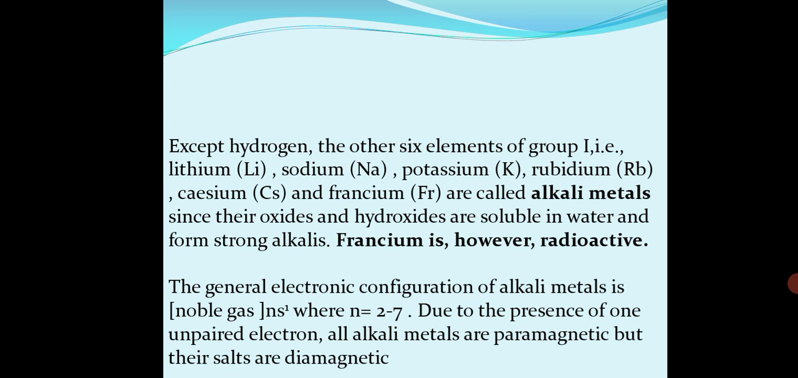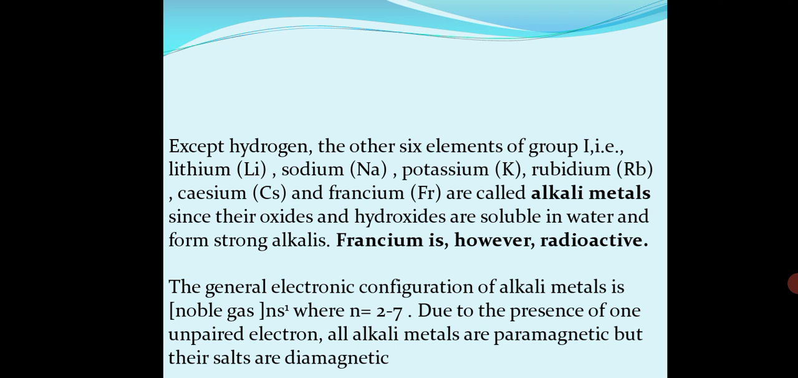Lithium has a diagonal relationship with magnesium. It has similarity in electropositive character, similarity in atomic or ionic radii, and similarity in polarizing power. That is why lithium has a diagonal relationship with magnesium.